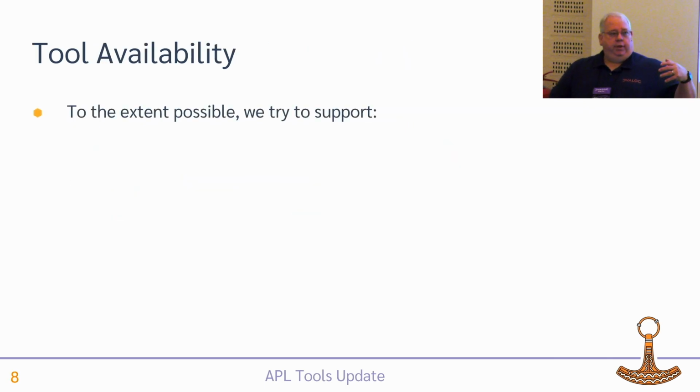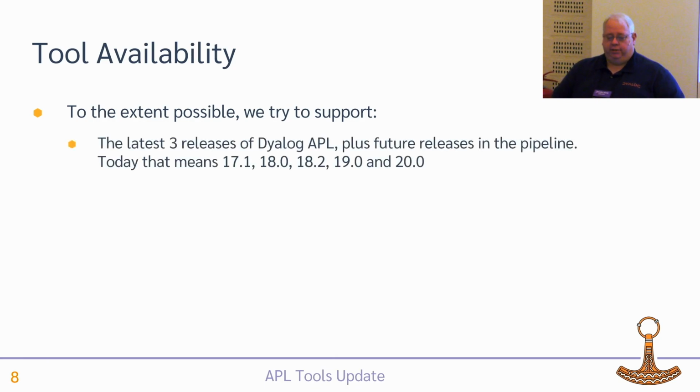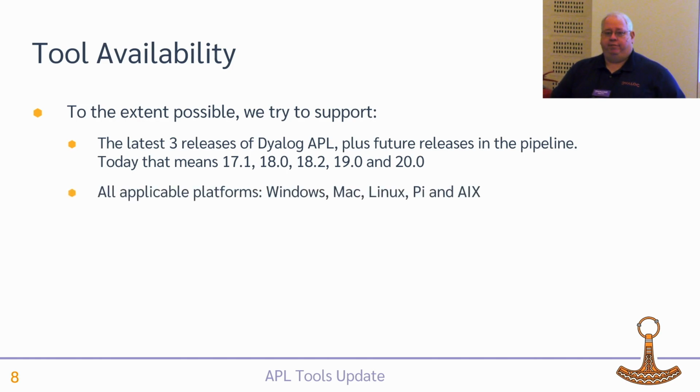When we talk about where tools are available, to the extent that's possible and wherever it makes sense, we support the latest 3 releases of Dyalog APL plus any future releases. So right now that means 17.1 up through version 20. We also try and support it on every platform that we deliver on. So there are 5 platforms there. And then we also want to support Classic and Unicode, again, to the extent that's possible, and 32 and 64-bit on those platforms where we have both of those.